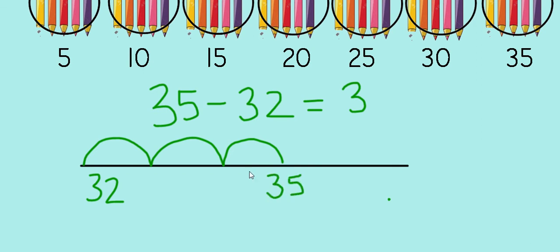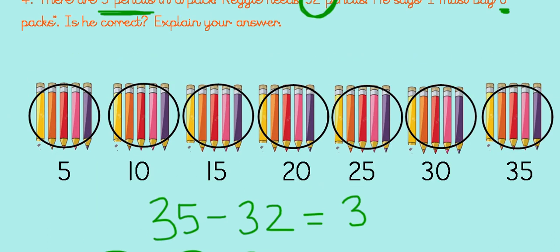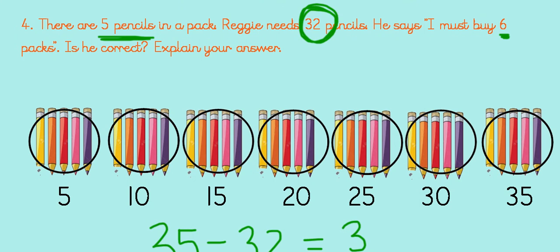If we count back from 35, 34, 33, 32, there are still 3 jumps in between, aren't there? So there's going to be 3 pencils left over. Well done everyone, that was a super tricky challenge. I'll see you tomorrow for some more number problems.